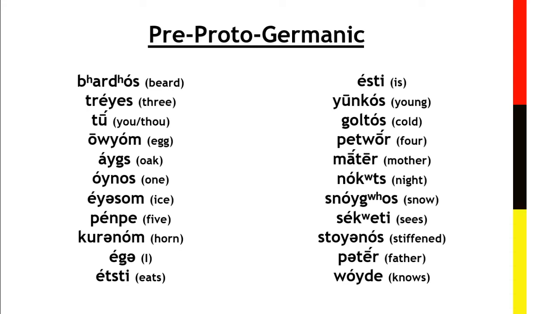Partos, Thraeus, Tu, Ovium, Eichs, Oinos, Eosom, Penpe, Kjarnom, Eich, Etsti, Esti, Junkos, Goltos, petwóres, Mater, Nocts, Snoigos, Sequeti, Stoianos, Peter, Voide.